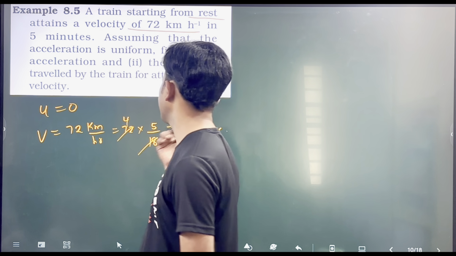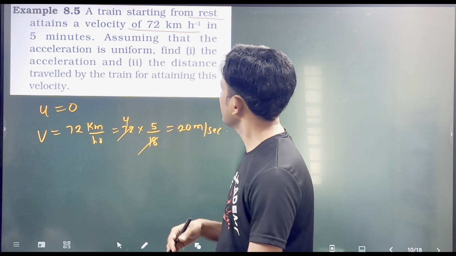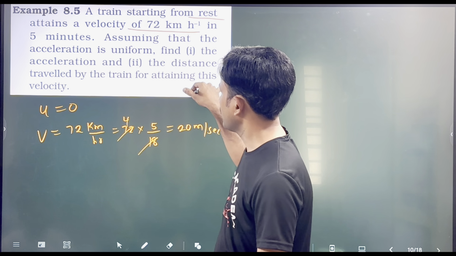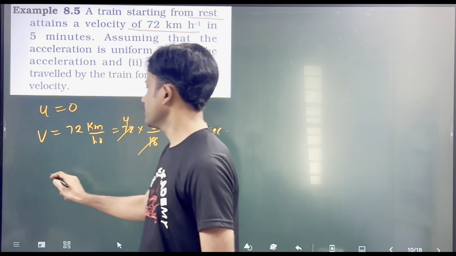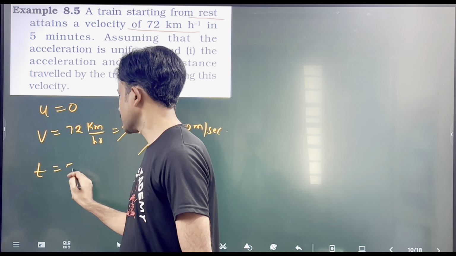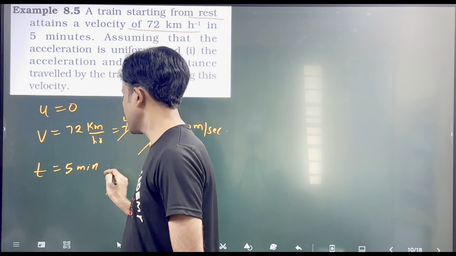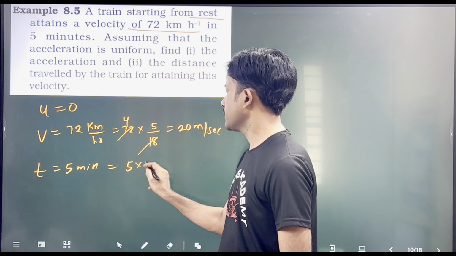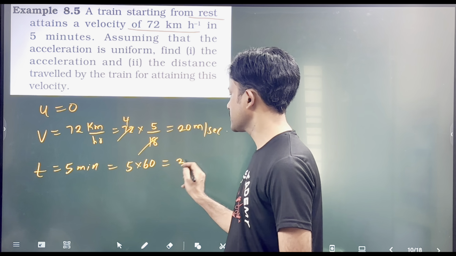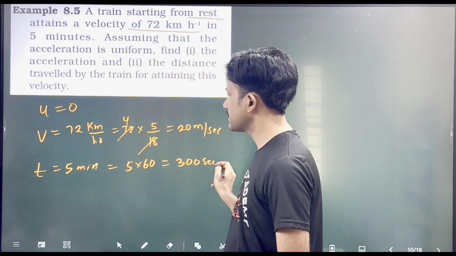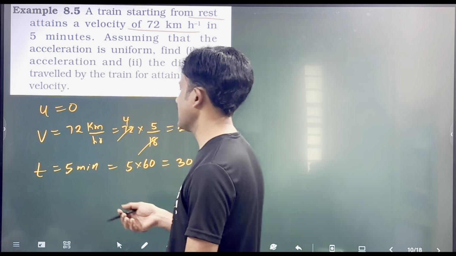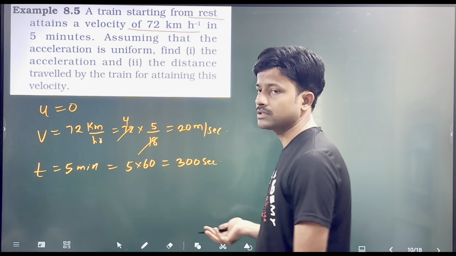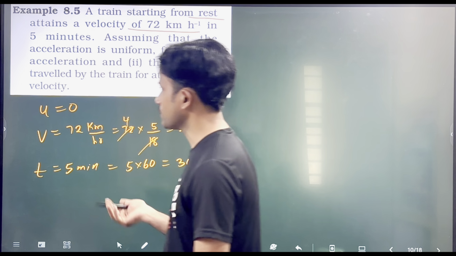So u equals 0, v value is 20 meter per second, and time equals 5 minutes. So you need to change it here into seconds. How will you change into seconds? 5 into 1 minute equals 60 seconds. So 5 into 60 is how much? 300 seconds. Now you find the acceleration and the distance traveled by using the equations of motion.